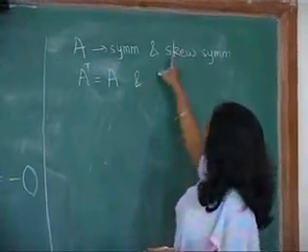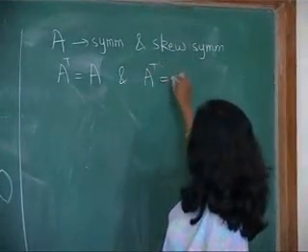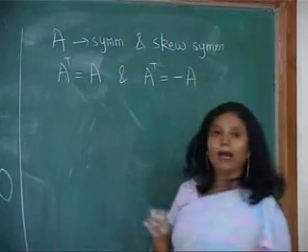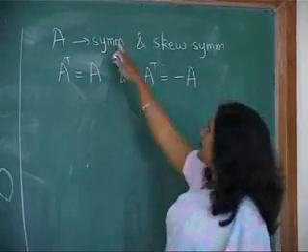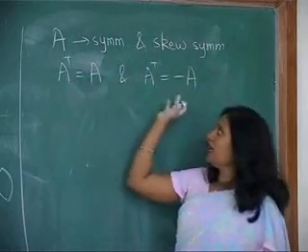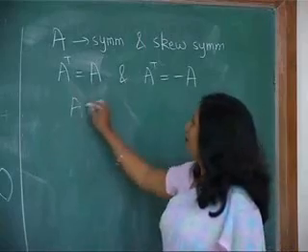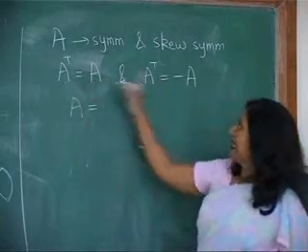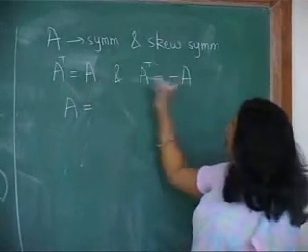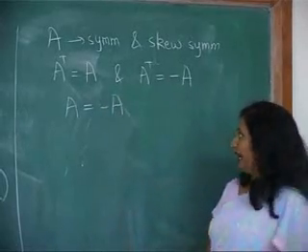And because it is skew symmetric, A transpose should also be equal to minus A. So if this matrix is symmetric and skew symmetric, both these equations have to be satisfied. Now, the left hand sides are equal, so the right hand sides have got to be equal, so I'll get A equal to minus A.